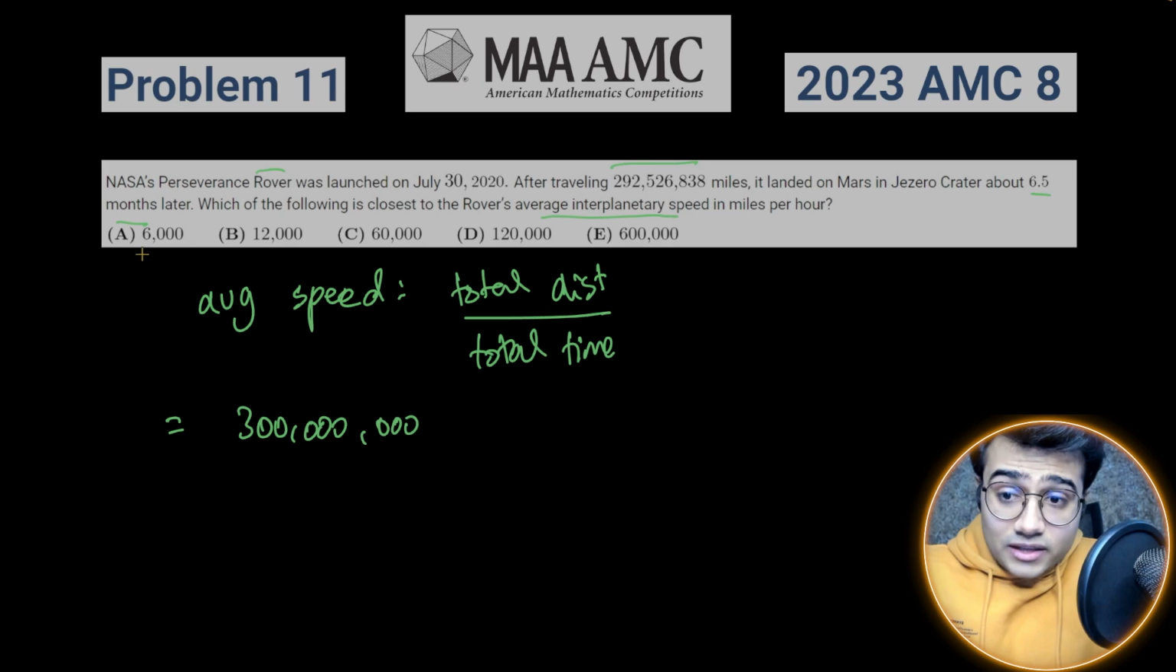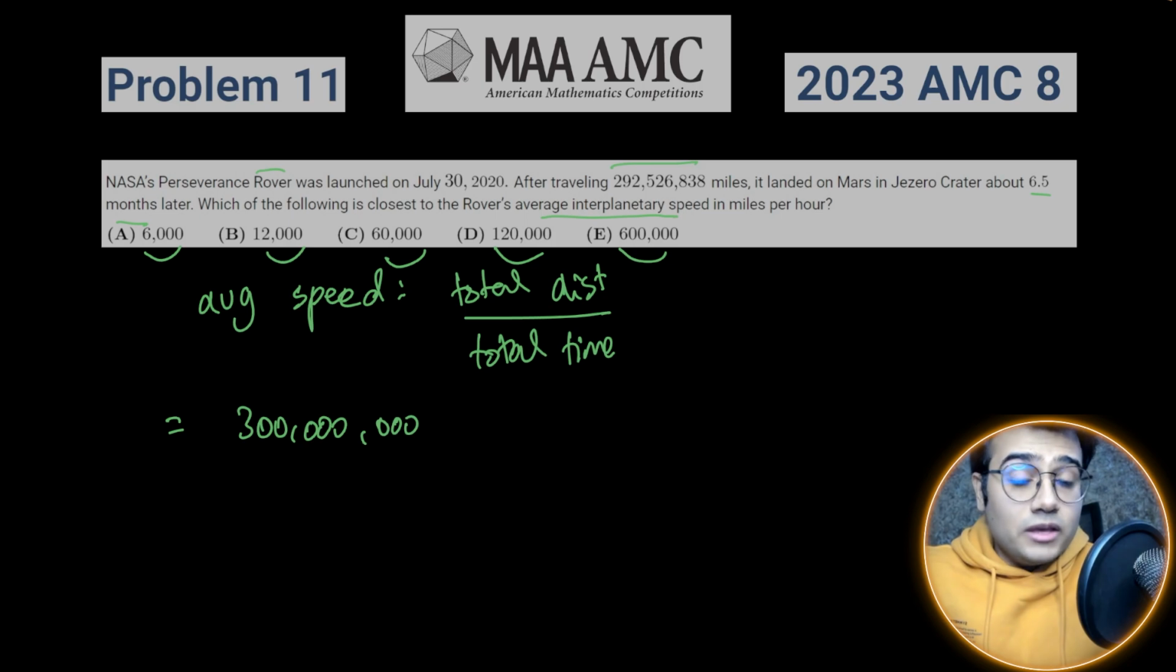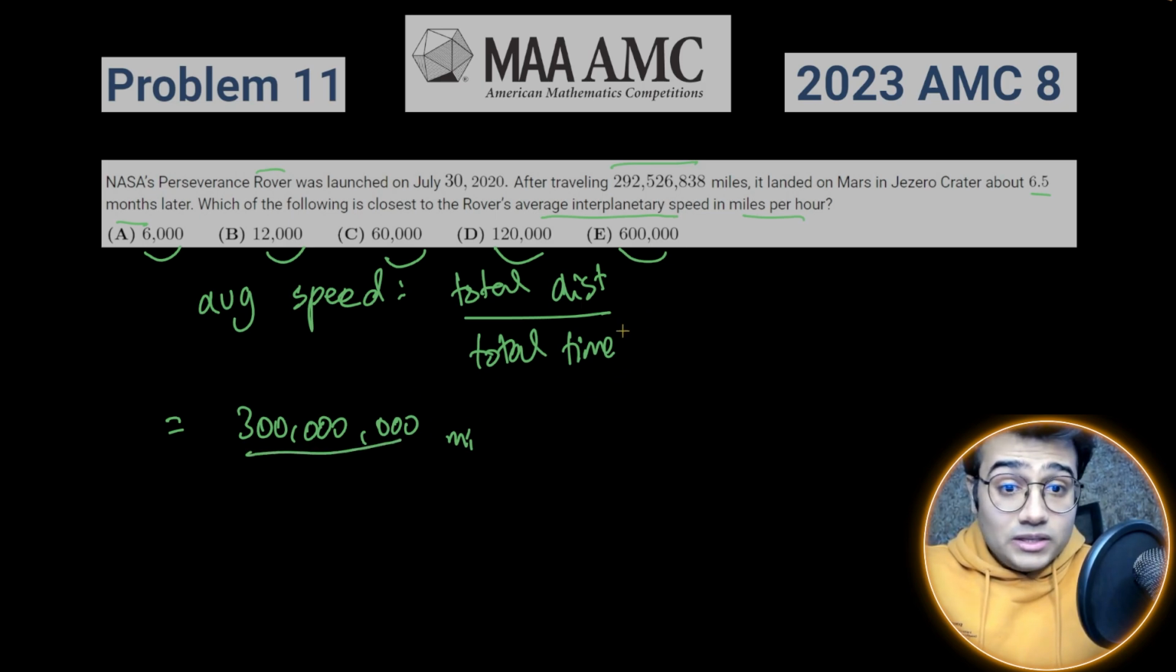Again, we can see that the answer choices are very far apart. So this small approximation is not going to make much of a difference, but it's going to make our calculations way easier. So this is in miles, that's good. They want the answer in miles per hour. So we need the time to be in hours, but it's given in months. So let's convert that into hours.